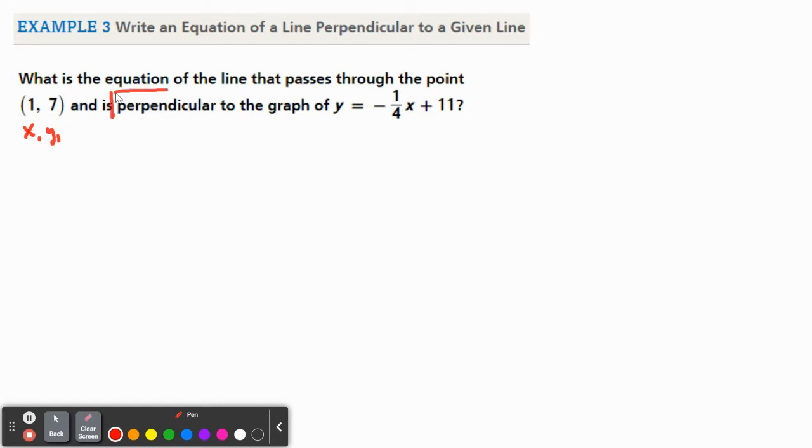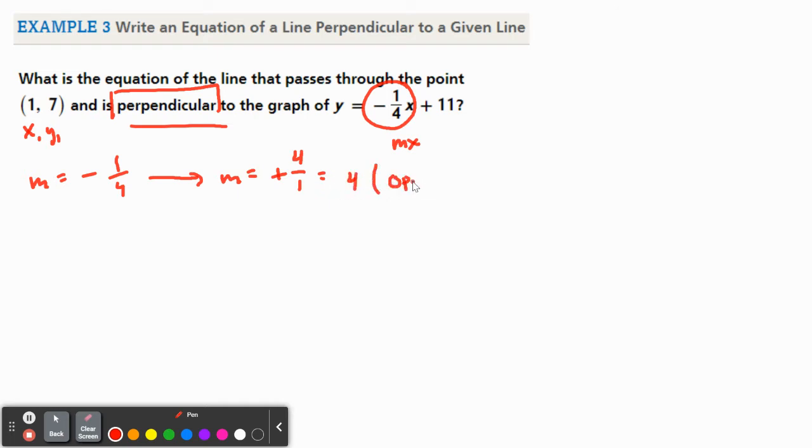Now, if we want the line perpendicular to this graph, we have to grab the slope from this line. The slope here is next to the x. Again, this is mx. So m is negative 1/4. We need the opposite reciprocal of negative 1/4. Our slope is going to be a positive number, and we're going to flip the 1/4 upside down to make it 4/1. And positive 4/1 is just 4. This is our opposite reciprocal slope. That is what we're going to use for our equation.